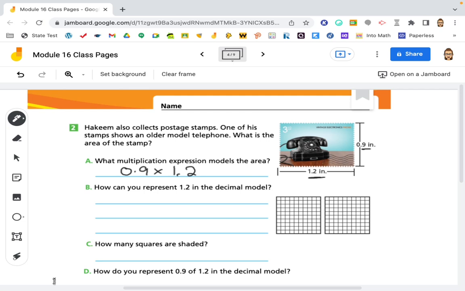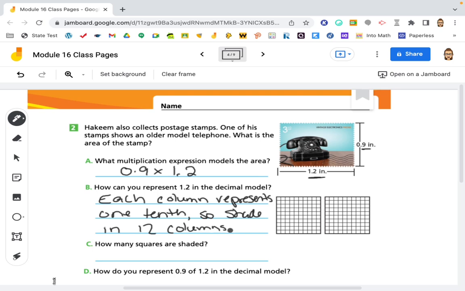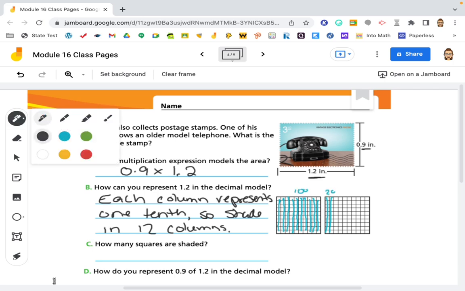So how can I represent 1 and 2 tenths in the decimal model? Well, just like before, each column represents 1 tenth. So shade in 12 columns. So 1, 2, 3, 4, 5, 6, 7, 8, 9, 10, 11, 12. So how many squares are shaded? Well, we'd have 100 here plus 20, so 120 squares.